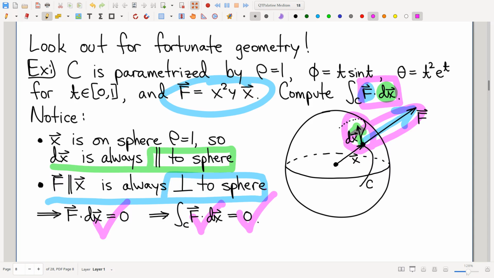No horrendous integrals. Just capitalizing on fortunate geometry.